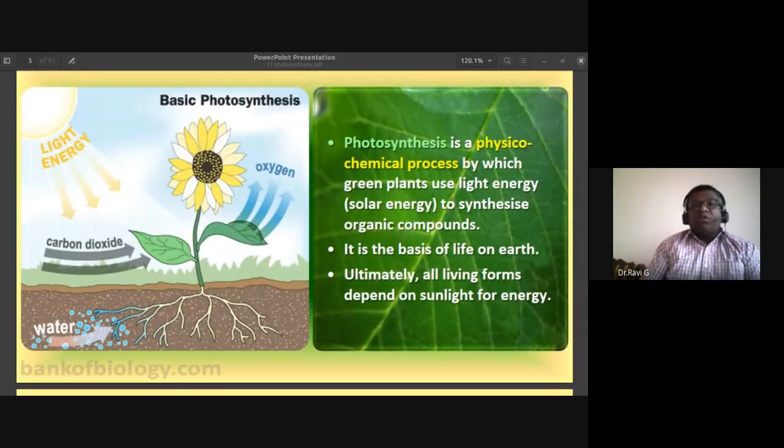If a plant is absorbing 10,000 joules of energy, when it passes to the primary consumer, that is a herbivore, it would just be 1,000 joules. That is the 10% law. So only 10% of energy is passed on from one trophic level to another. So you can understand how sunlight or solar energy plays an important role in the flow of energy in the ecosystem. Next academic year, we'll be studying about that in detail, but at present, our focus is on photosynthesis.